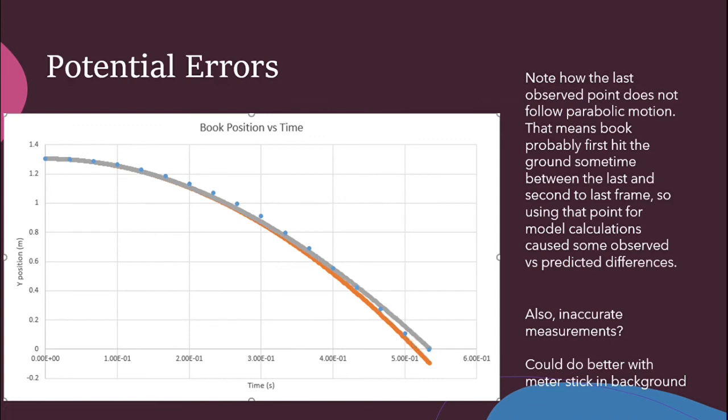And there are also times where I was pretty unsure of my measurements, because in Tracker, the frame shot of each frame of the book would be a blur, and I would arbitrarily just choose to measure the very bottom of the book in that frame. And maybe I think I could do a better job of accounting for that by putting a meter stick behind the book so that I can use that specifically to get a better data point.